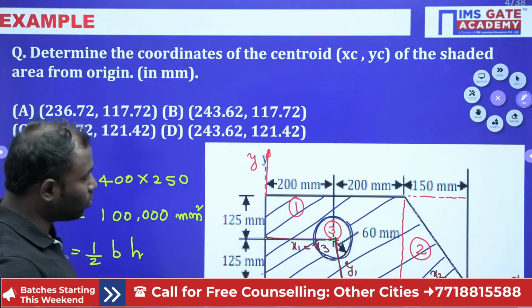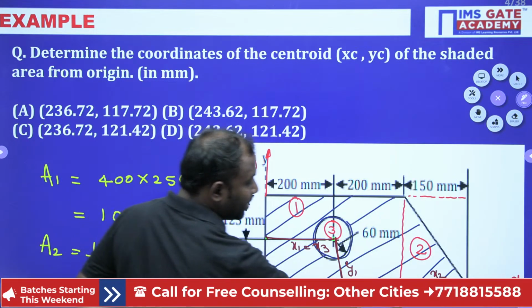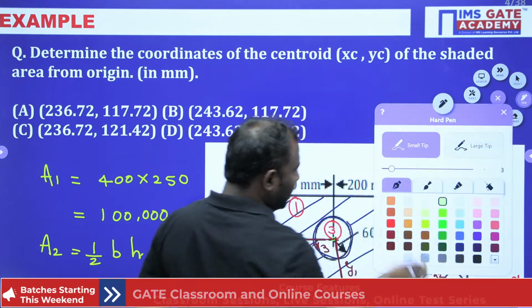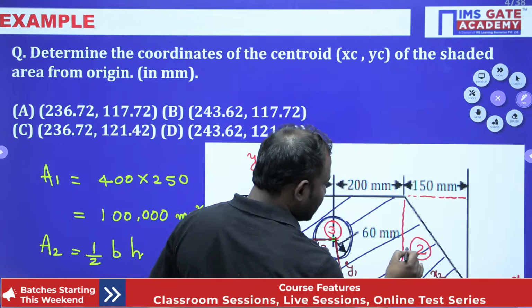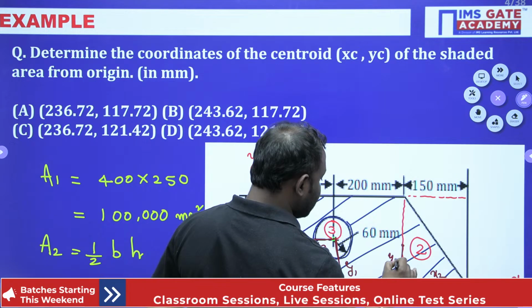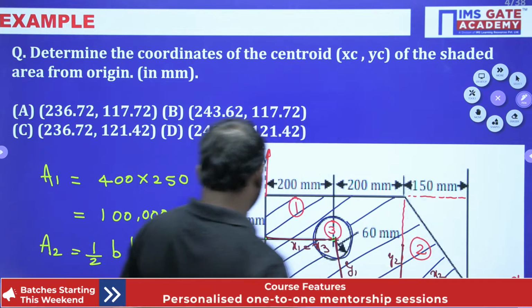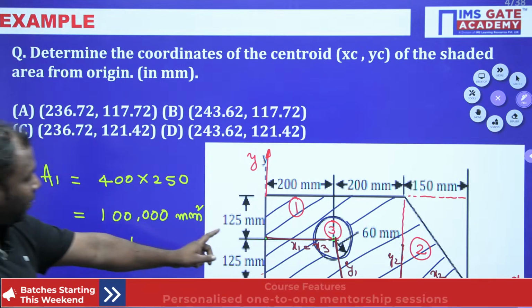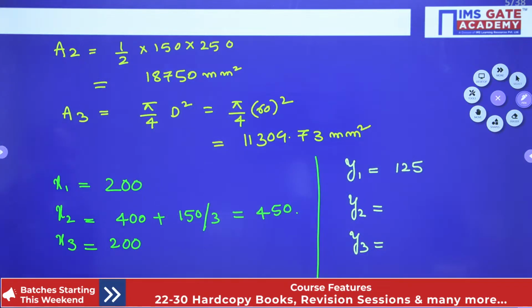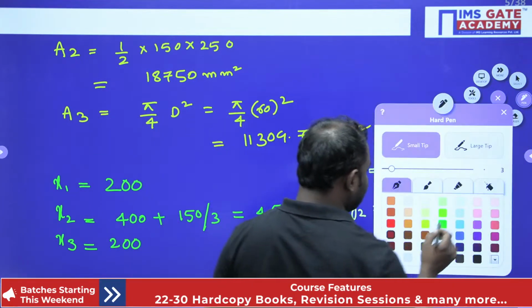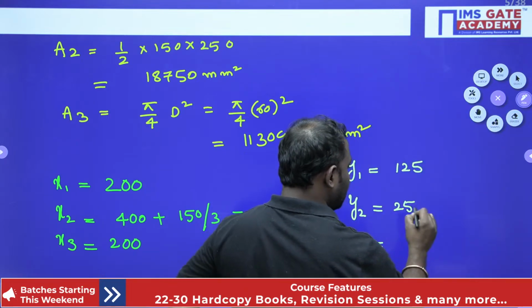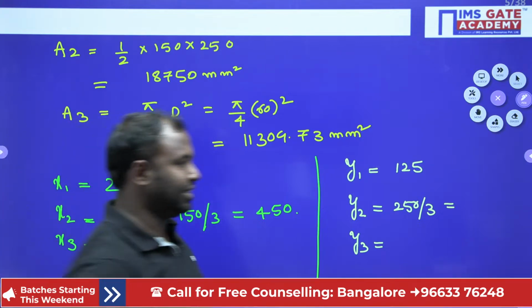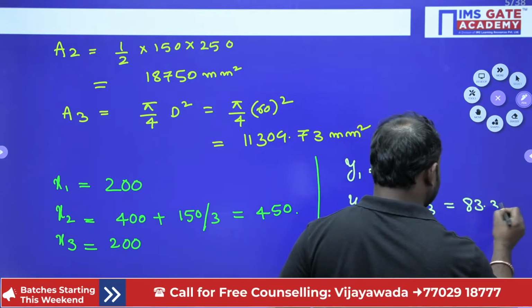Similarly, find y2. From here, how much distance is there? This distance is your y2. So y2 is h by 3, that is 250 by 3, which gives 83.33.